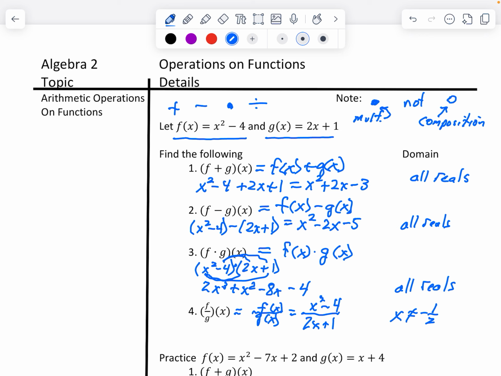And then lastly, the last one is just putting the first function over the second function, and then making sure that for the domain you recognize that the denominator cannot equal 0.